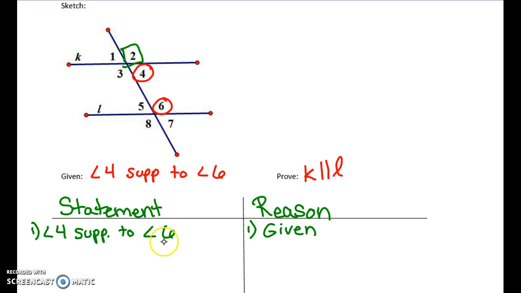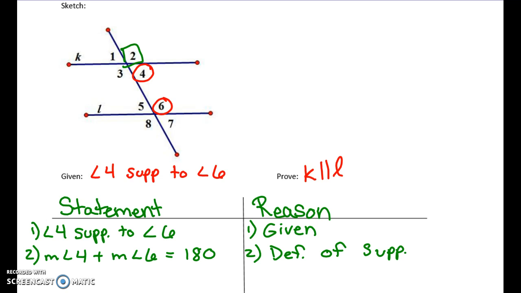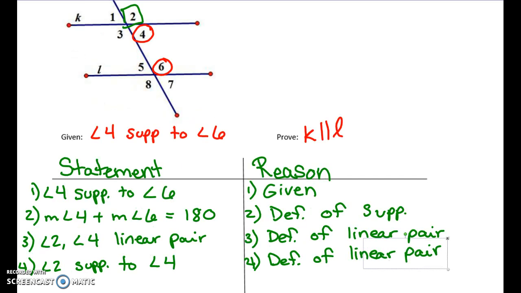Now, I want to unpack what it means to be supplementary before I go any further. That means that those two angles add to 180. So I write that in my proof. Measure of angle 4 plus measure of angle 6 equals 180 by the definition of supplementary. At that point, that's kind of all I can say about those without taking into account something else. So now let's take a look at our helper angle. I want to look at angle 2 and angle 2's relationship with angle 4. Well, angle 2 and angle 4 are a linear pair, and linear pairs are supplementary, so those are my next two steps. I'm able to say both of those statements by the definition of linear pair.